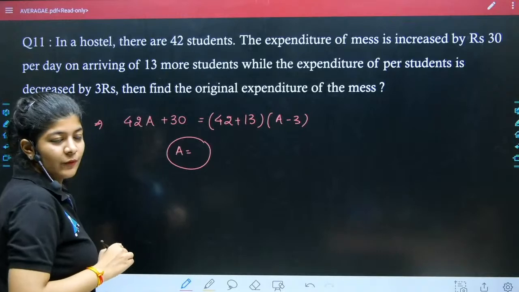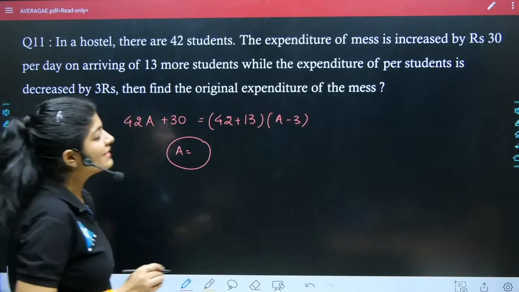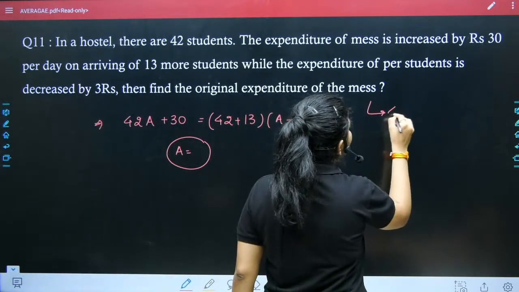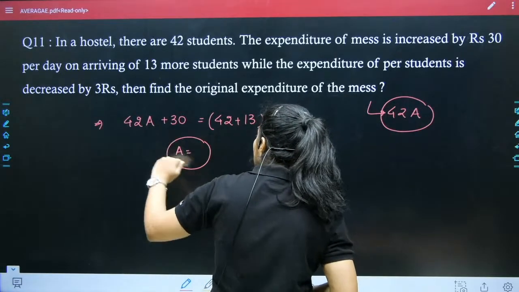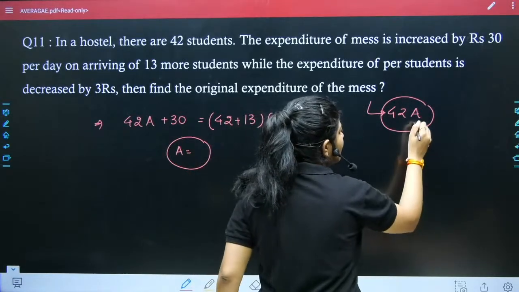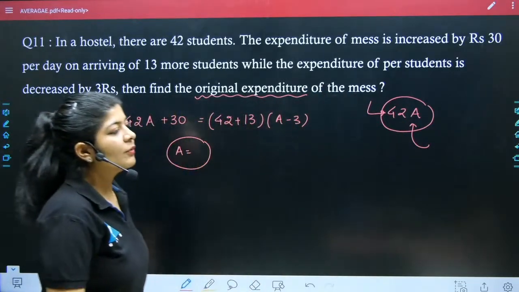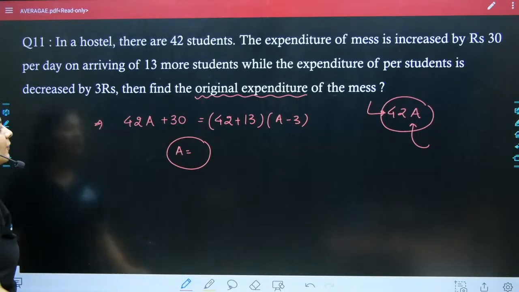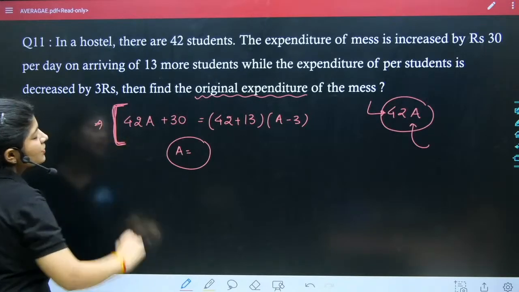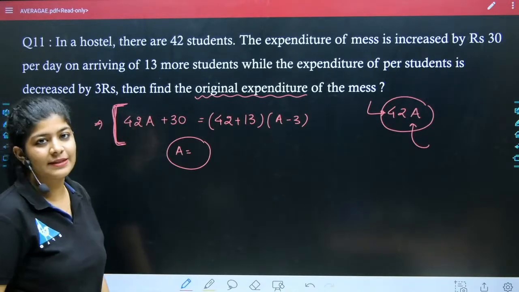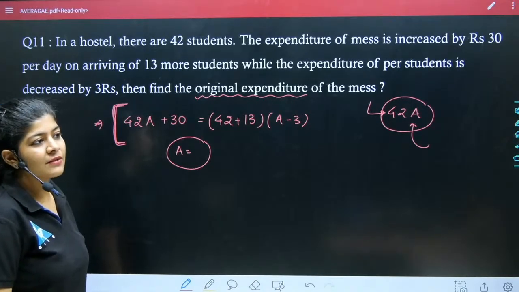As I get the value of A, I have to find the original expenditure of mess, that is equal to 42A. Now just put the value of A in this equation to get your original expenditure. To calculate it, you simply have to solve this equation, that is 42A plus 30, equal to 42 plus 13, A minus 3.